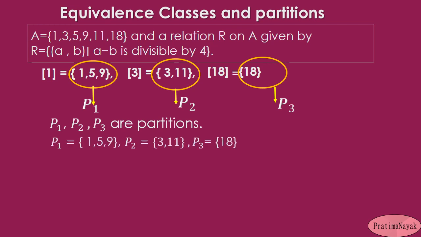Now let us see some properties. If we see that P1 union P2 union P3 is the whole set A, {1, 3, 5, 9, 11, 18}. Now if we see their intersection, it is empty. That means partitions are always disjoint, and when they are united or combined, we get the whole set.